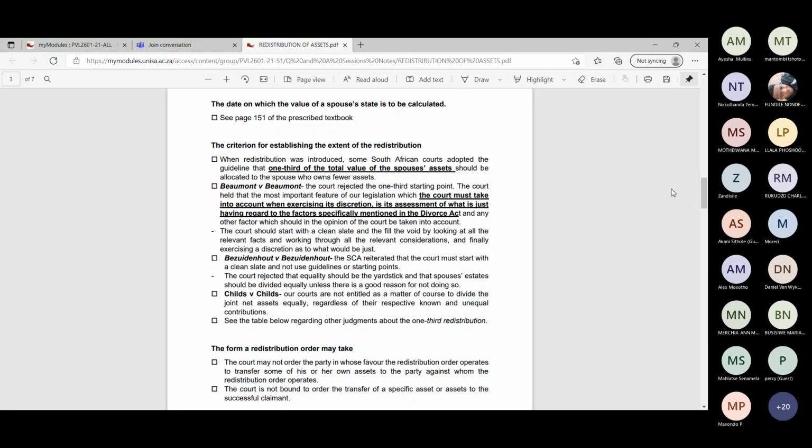other cases said no, you need to do what is just and fair for the parties. In other cases they redistributed assets equally, and in other cases they did not do that. So at the end of the day, the discretion is the court's, and each and every case is going to be based on its own merit. So there is no general principle as to how the court should redistribute the assets.